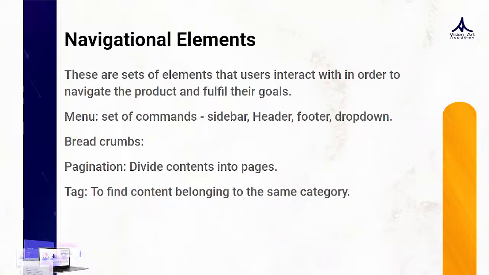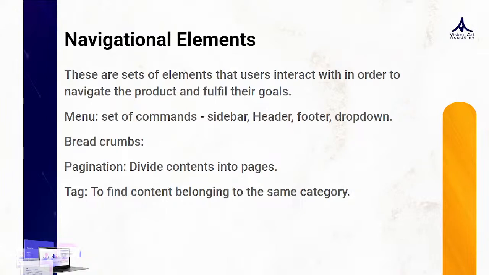So we also have breadcrumbs. We have paginations. Paginations divide content into pages. When you click on something that brings a division of two pages, that's a pagination. So we have so many examples of navigational design elements.